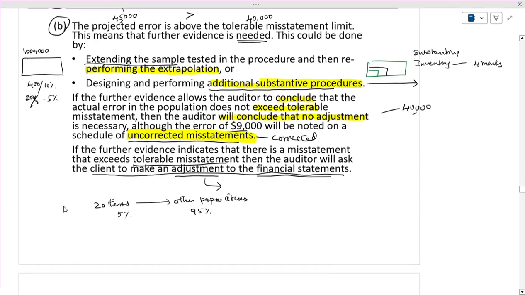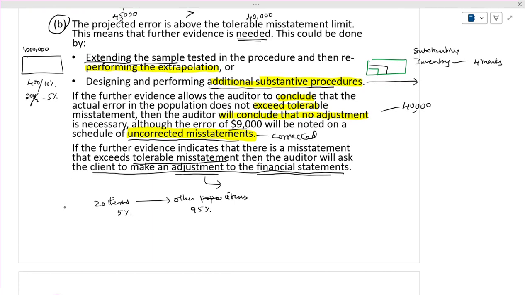What you are doing is reperforming extrapolation. You extend the procedure. You can extend any procedure as you wish that has been listed. One of the procedures is that you will increase to 40 items. The sample size is 10. See, sometimes what will happen?